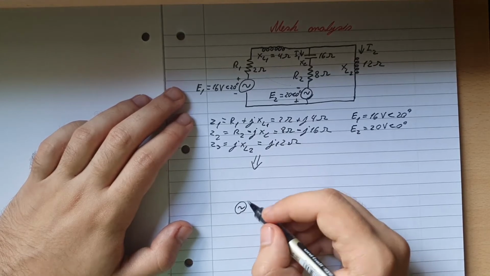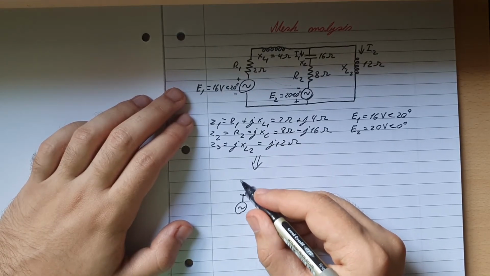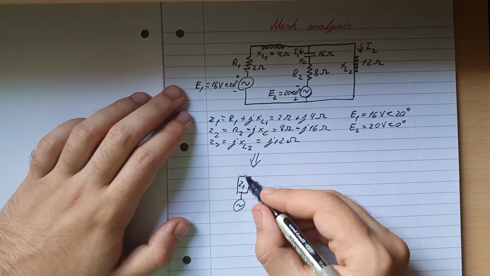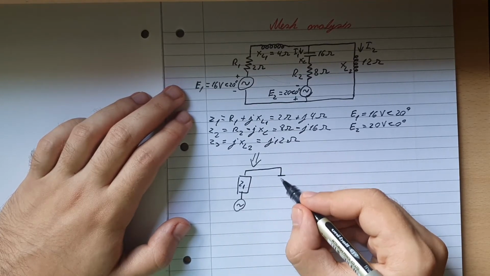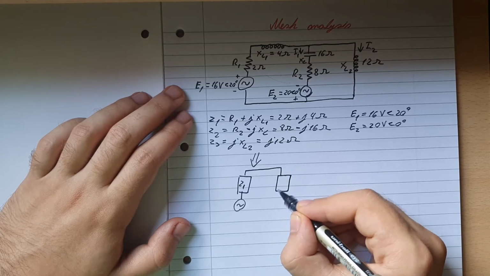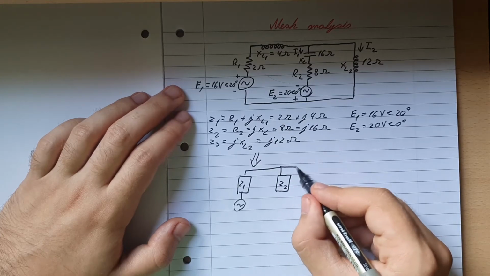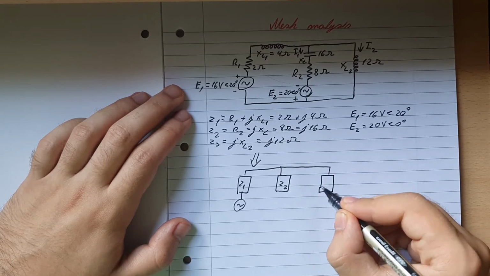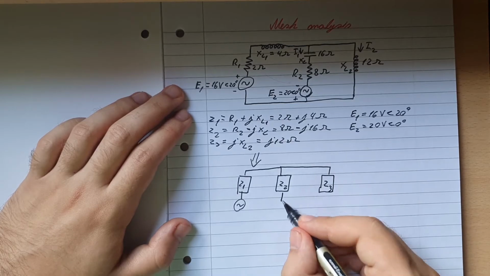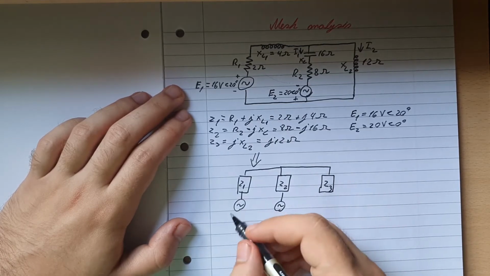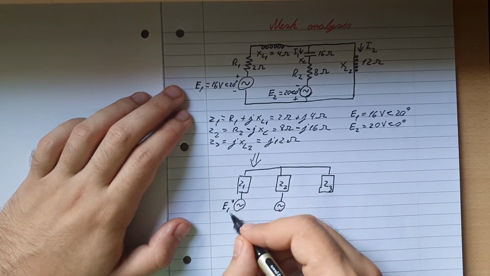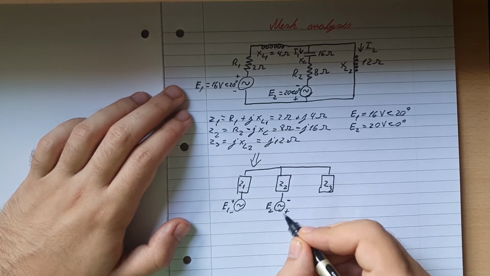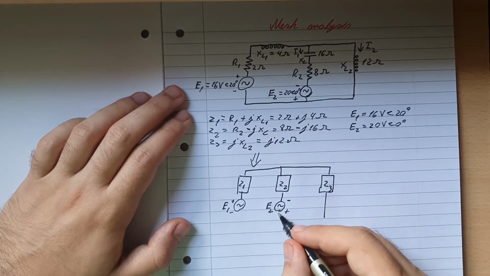So we now see the source, then we draw this one, Z1. We go up this way, down this way, and then this rectangle will be Z2, and then the third rectangle here will be Z3, and then this one will be the second source. So this one will be E1 plus minus, this one will be E2 minus plus, then they will all be connected.